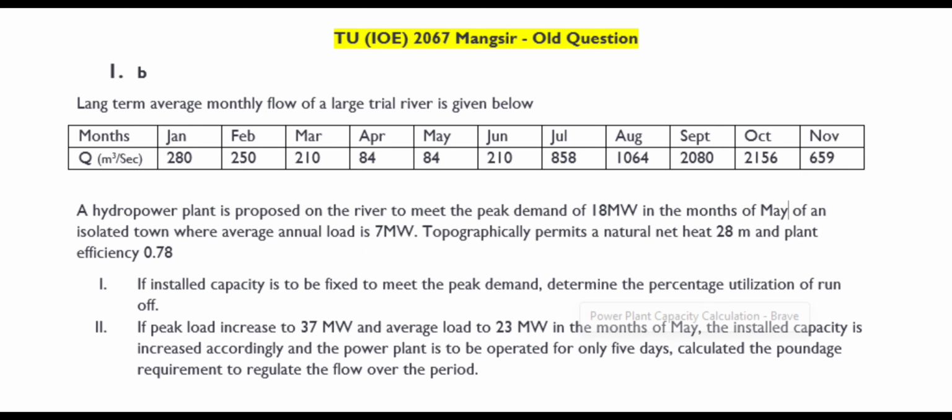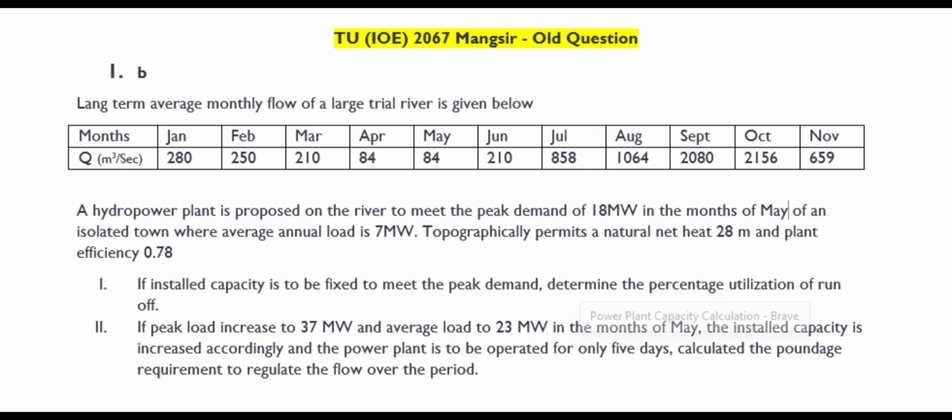a hydropower plant is proposed on the river to meet the peak demand of 18 megawatt in the month of May of an isolated town where the average annual load is 7 megawatt. Topography permits a natural net height of 28 meter and plant efficiency 0.78. If the installed capacity is to be fixed to meet the peak demand, determine the percentage utilization of runoff.